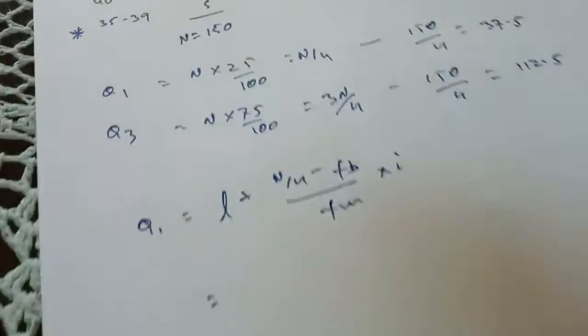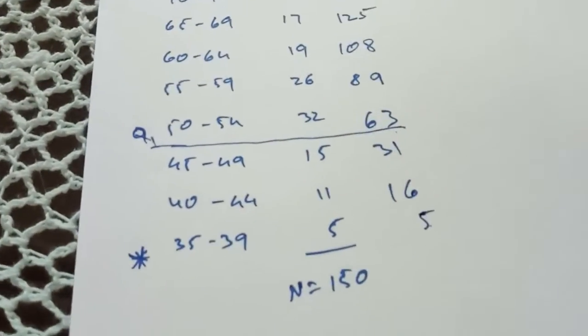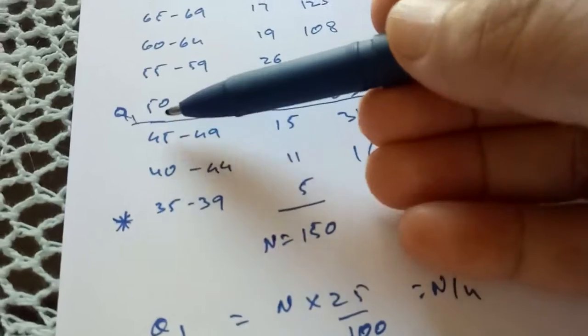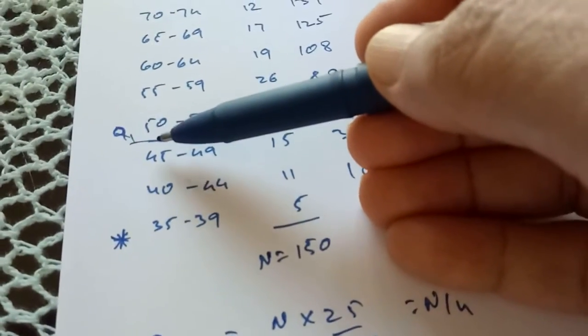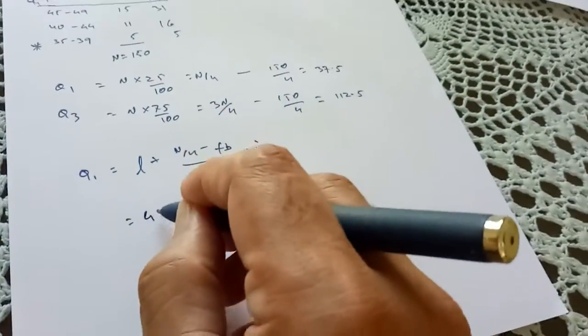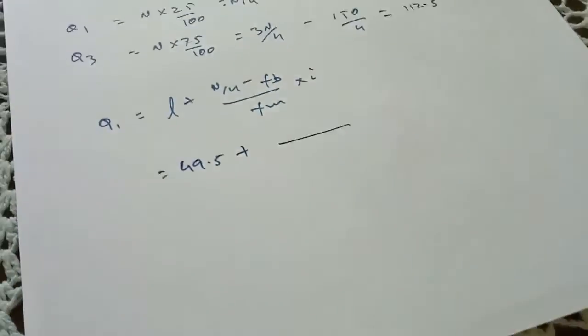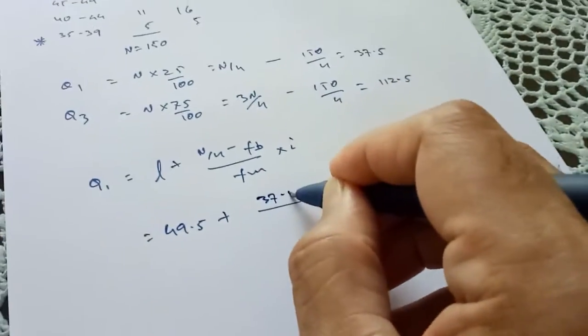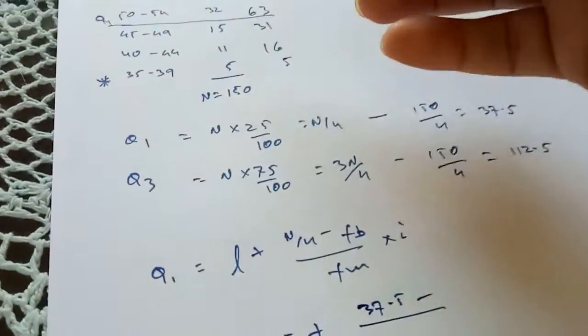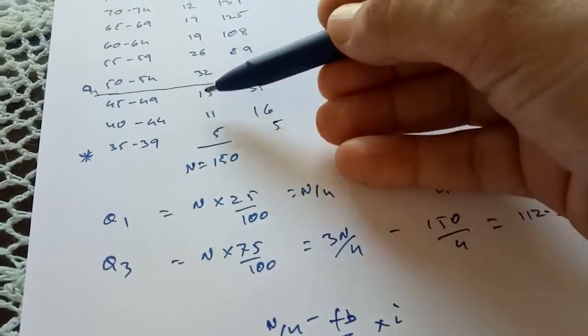Now L. What is L? L is the exact lower limit of this class interval. What is the lower limit? Obviously 50 is the lower limit, and I need the exact lower limit. So I deduct 0.5. I'd explained this in the class earlier. I'll deduct 0.5 from 50. I have 49.5 plus n by 4. I have the value with me, 37.5, minus frequency below, that is the addition of all frequencies below this particular class interval.